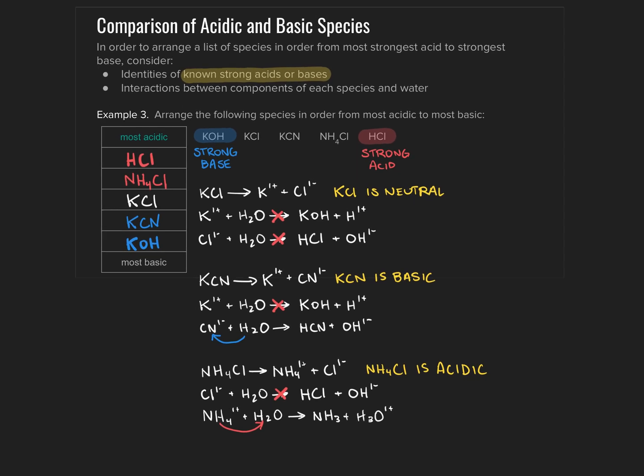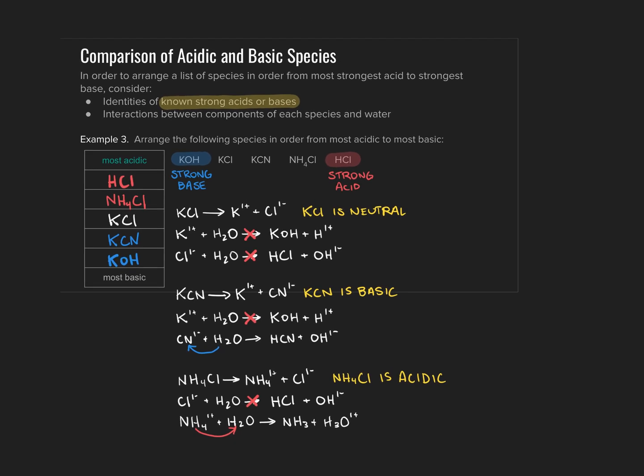So, by applying essentially all of our knowledge about the behavior of not only strong and weak species, but also of salts which contain ions which can act as either acids or bases, we can effectively arrange these in order of their nature from most basic to most acidic.